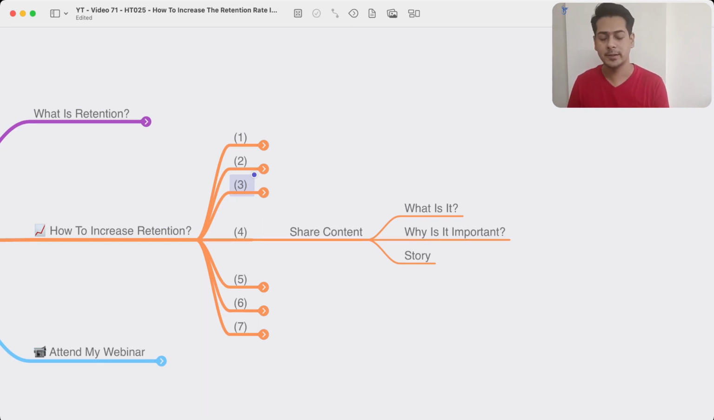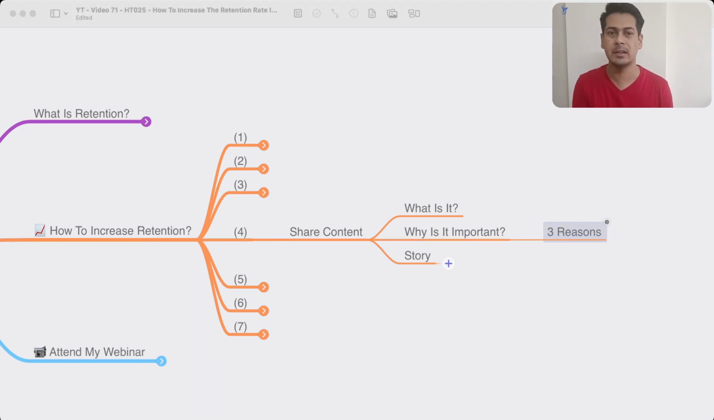For example, if I'm talking about traffic generation, I will tell them what traffic generation is, ways to generate traffic, paid sources, organic sources, then I will tell them why traffic is important. To keep it simple, I share three reasons why a particular thing is important. I'd recommend do not go above three, otherwise it will be too much information and people will zone out.